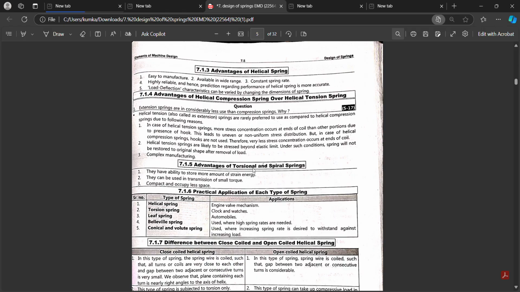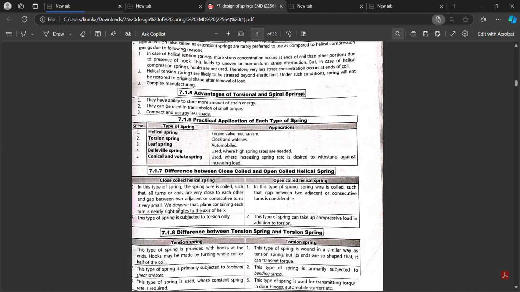Then the advantages of torsional and spiral springs. They are able to store a larger amount of strain energy. They can be used in the transmission of small torque, and are compact and occupy less space.